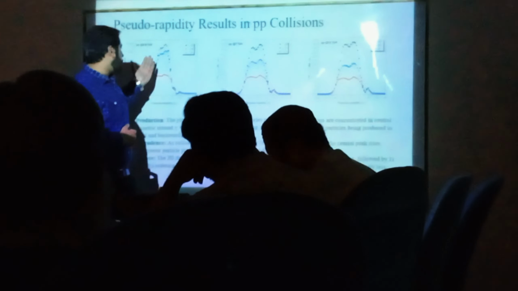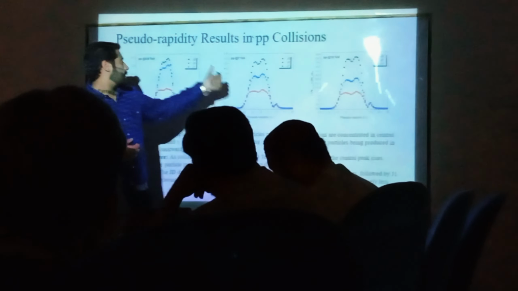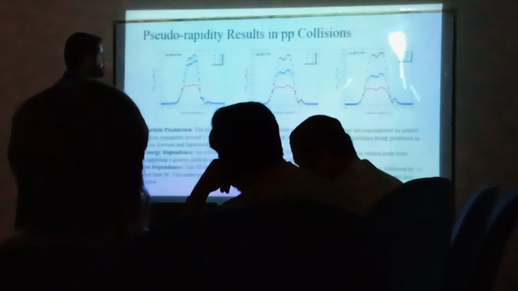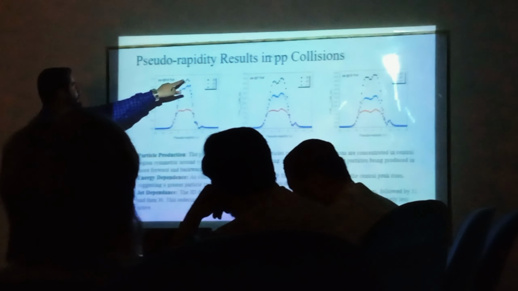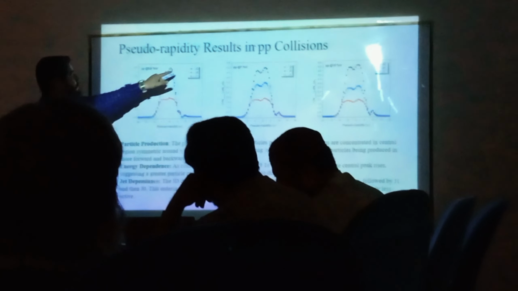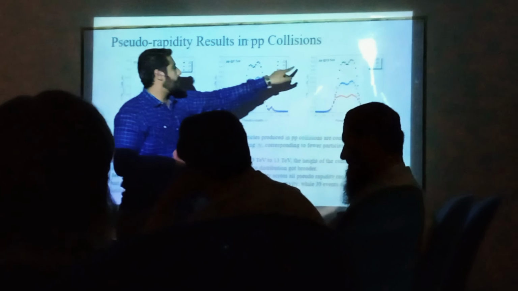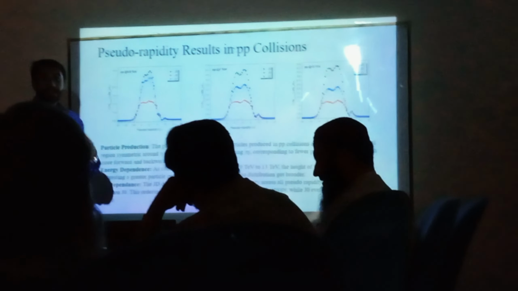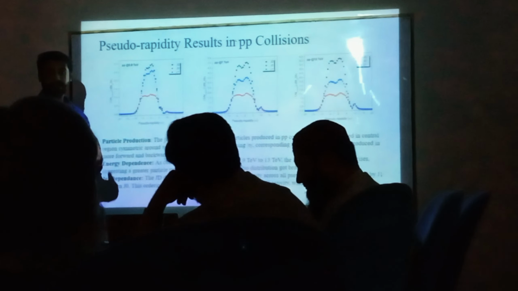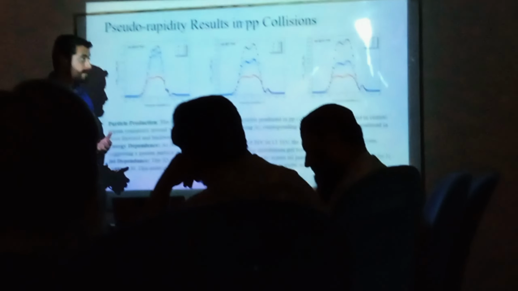As you can see, there are different energies: 9, 7, and 13 TeV. By increasing the amount of energy, we can see here we are getting the density at 3, here you can see up to 5, and here you can see up to 6. So by increasing the amount of energy, the density of the particles increased, meaning we are producing more particles as the energy increases.